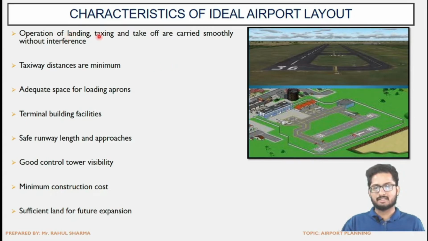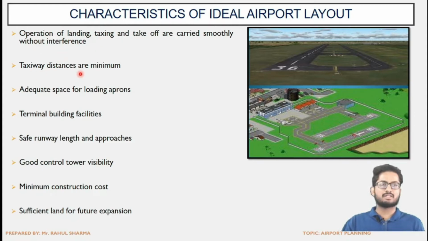Operation of landing, taxiing and takeoff are carried out smoothly without interference. Now landing and takeoff we are already aware about. Taxiing is that movement which is between the runway and the apron or hangar through the taxiway. So basically taxiing is that movement which takes place on the taxiway. While these various operations are taking place, be it landing, takeoff, or the movement through the taxiway, they should not interfere with each other.